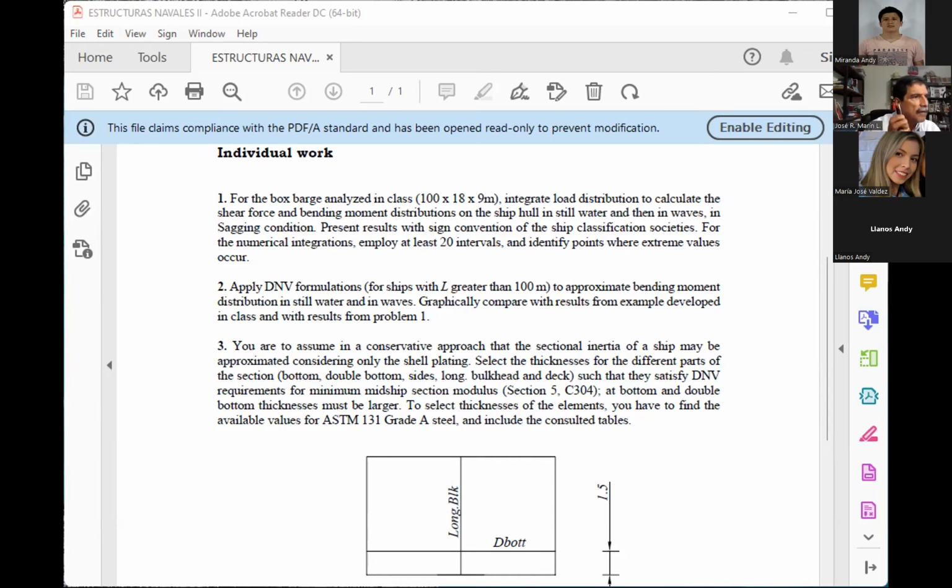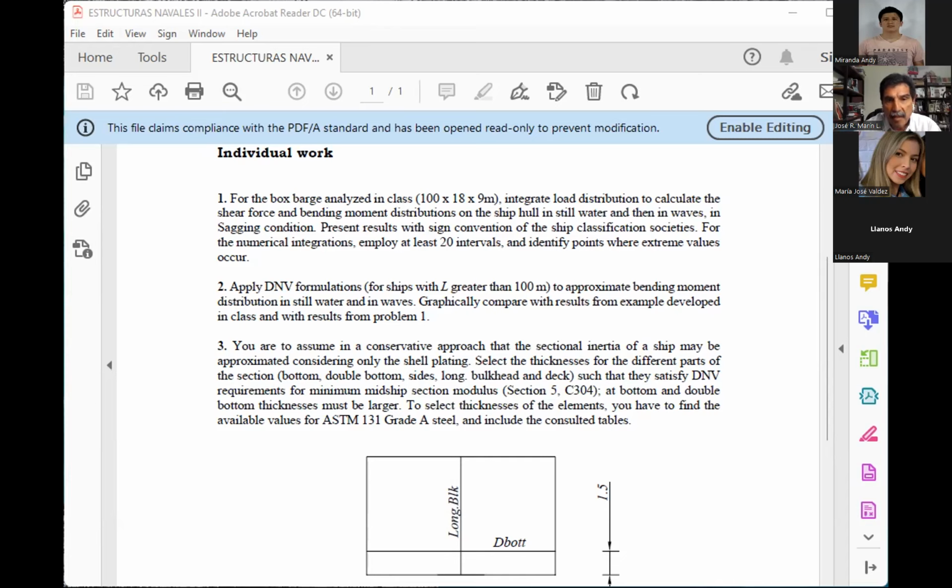Okay, go on. Graphically compare with results from the example developed in class and with results from problem 1. So you are asked to do something similar to the example that I presented this morning for the 42-meter long patrol boat. You plot the distribution of bending moment in a simplified way, and then the distribution of the bending moment using the equivalent wave in a quasi-static equilibrium.